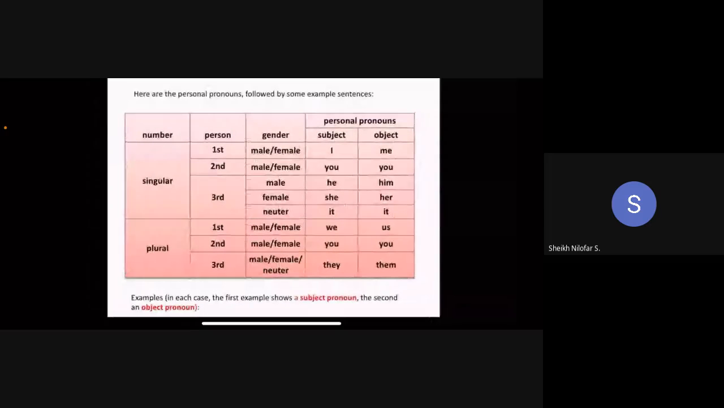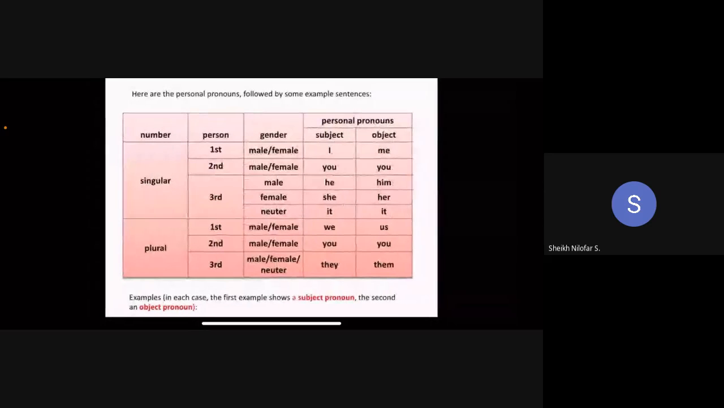Number, person, gender, personal pronoun. How do I read this? You have to read horizontally. Straight? No, column wise. Okay, sir. There are the personal pronouns followed by some example sentences.